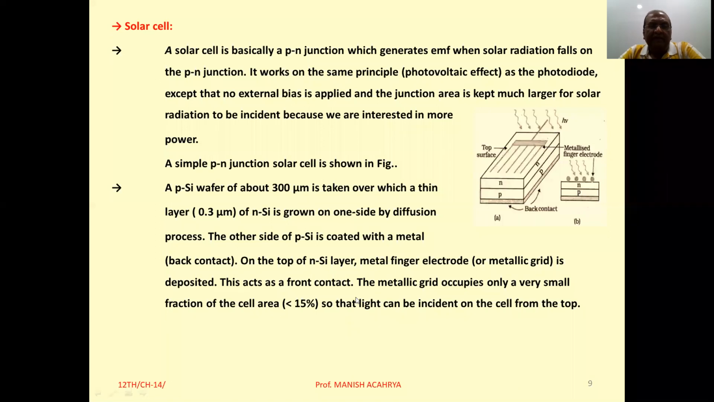Okay. Then on the top of the n-type silicon layer, this one is the n-type silicon layer, a metal finger electrode is deposited. This acts as the front contact. The metallic grid occupies only a very small fraction of the cell area, so that when light is incident on it, it properly enters the junction diode. Okay.